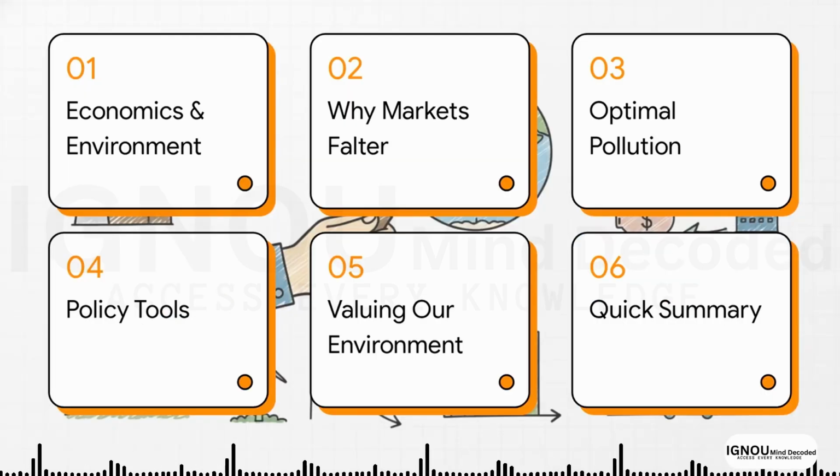We'll start by bridging the gap between economics and the environment. Then we'll look at why markets, which are usually so efficient, often struggle when it comes to nature. We'll also unpack the surprising idea of optimal pollution, check out the tools governments have to fix these problems, and talk about how we can even put a value on the environment itself. And of course, we'll wrap it all up with a quick summary.